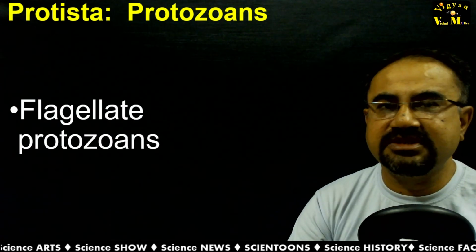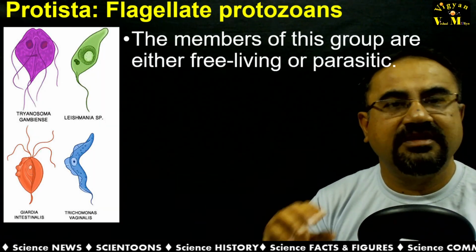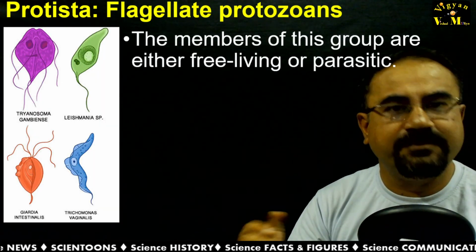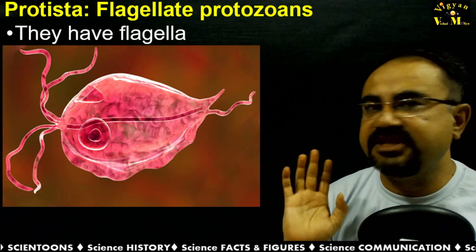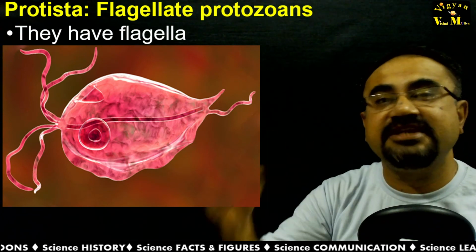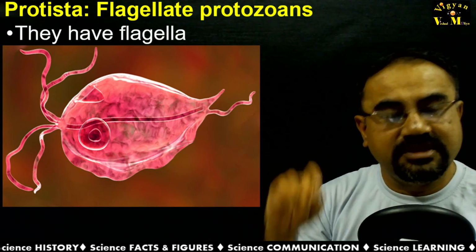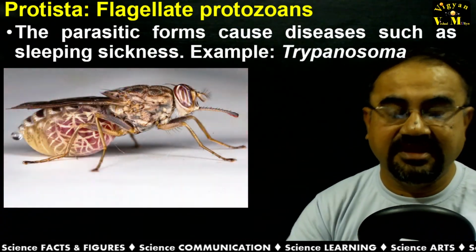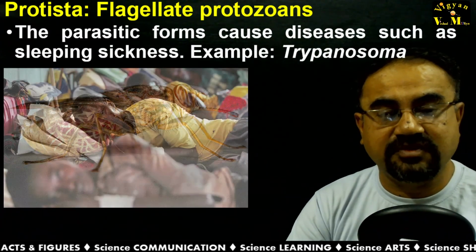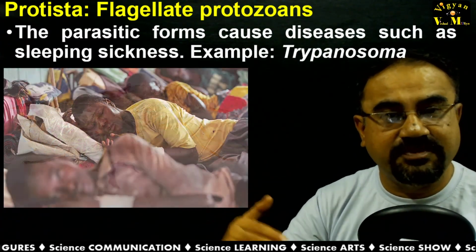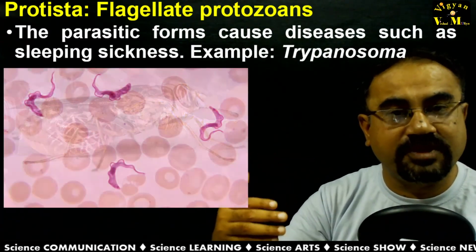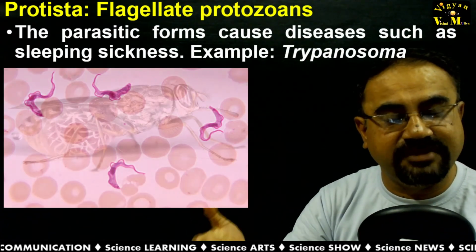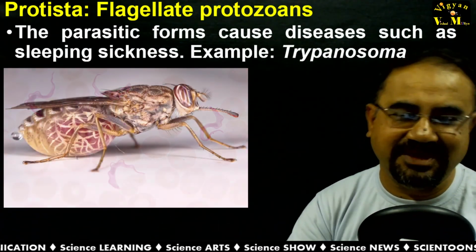Flagellate protozoans are free living or parasites. They have flagella, that is their identity, and that's why they are flagellate protozoans. They cause diseases like sleeping sickness, and sleeping sickness happens because of Trypanosoma. Initially people will start sleeping for more time and ultimately they will sleep forever, meaning they may die because of this disease.